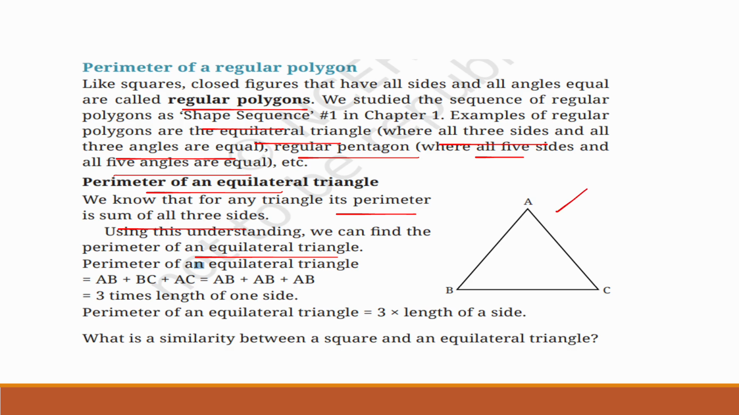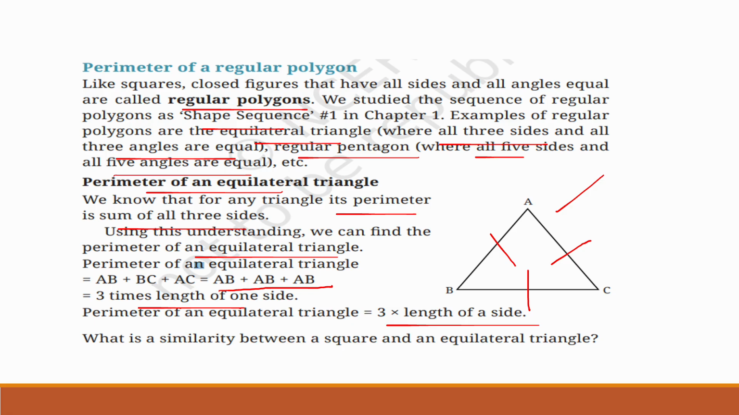See this triangle ABC. The perimeter of this triangle is AB plus BC plus AC. Here this is an equilateral triangle, so all sides are equal. So we can write AB plus AB plus AB, that is 3 times the length of one side. So the perimeter of an equilateral triangle is 3 into the length of a side.